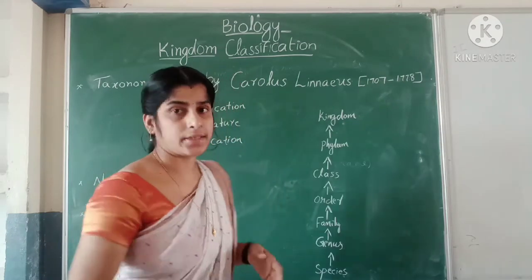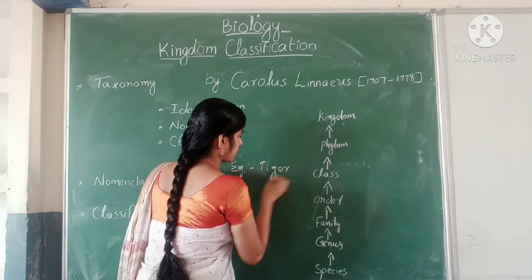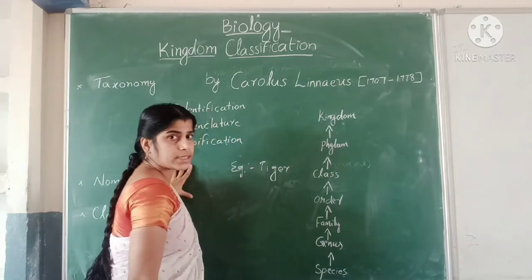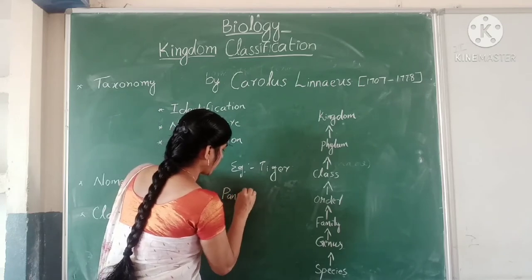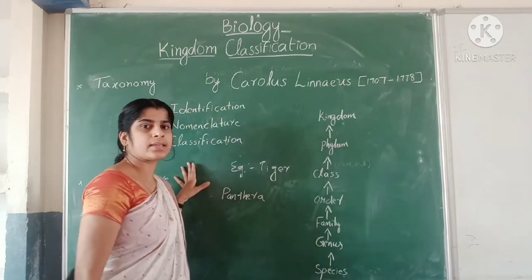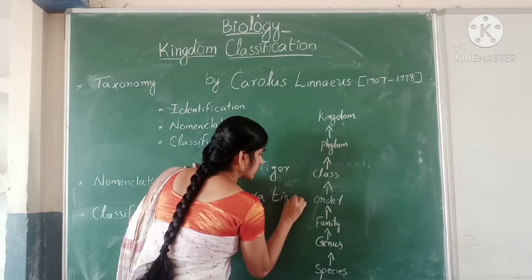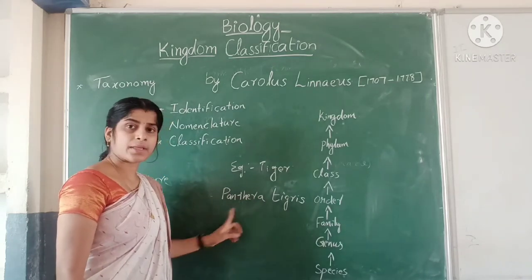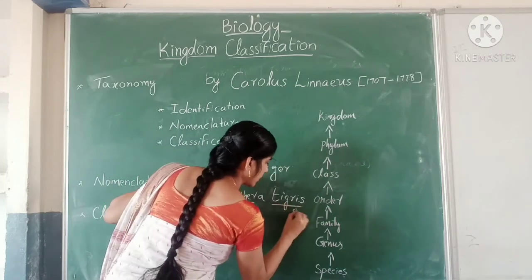For example, tiger. What is the scientific name? We will write the genus name first. What is the genus name of tiger? That is Panthera. And the species name is tigris, which we write in small letters. Panthera tigris. So this is the genus name and this is the species name.